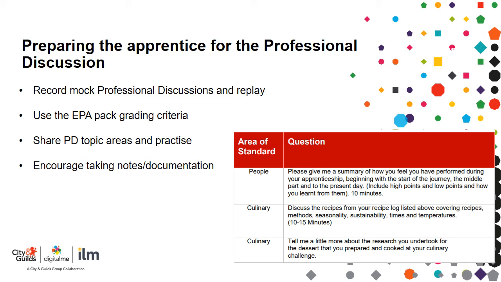As previously advised, the professional discussion topics will be sent to the apprentice at least 5 days before the professional discussion takes place. If you have the time, this is an ideal opportunity to expand upon those topic areas with your apprentice and support them with making notes in preparation for the professional discussion. Please encourage them to take any evidence they feel is relevant to the professional discussion, for example business projects for team member and hospitality supervisor, or recipe logs for Commis chef and chef de partie.